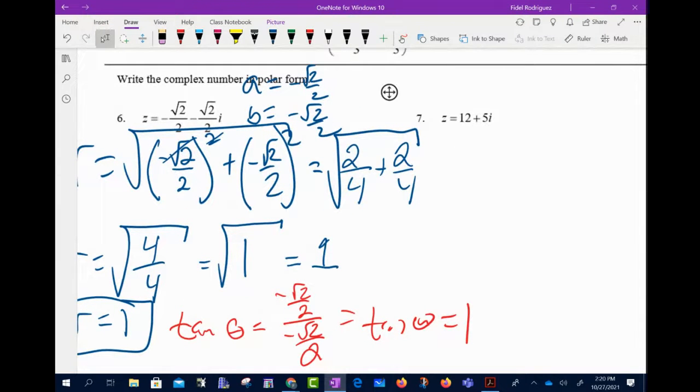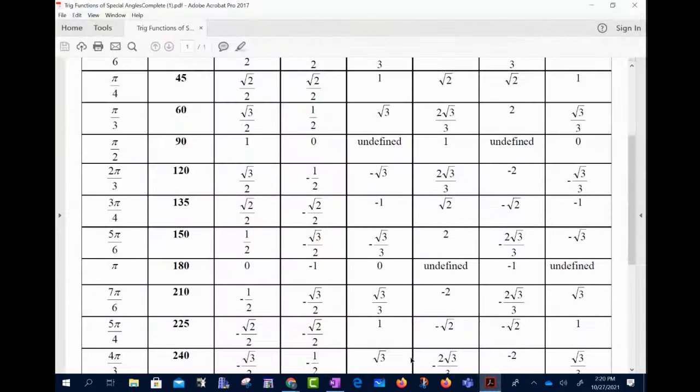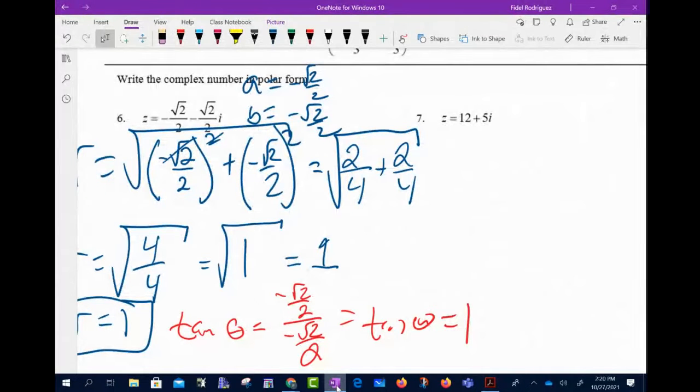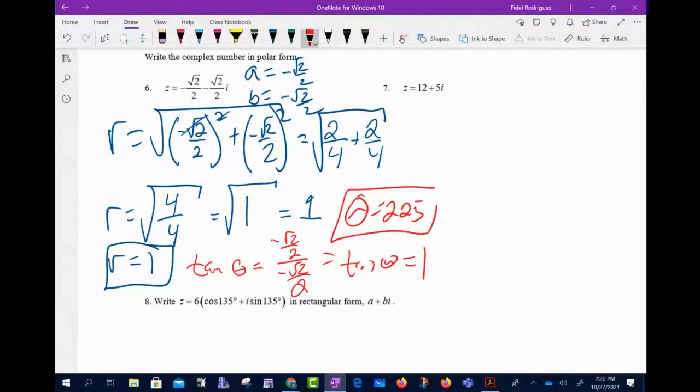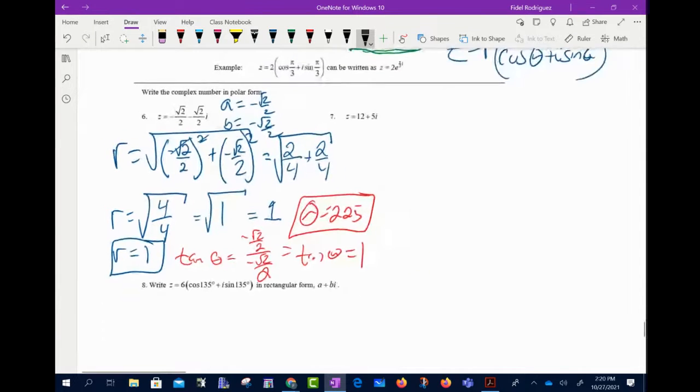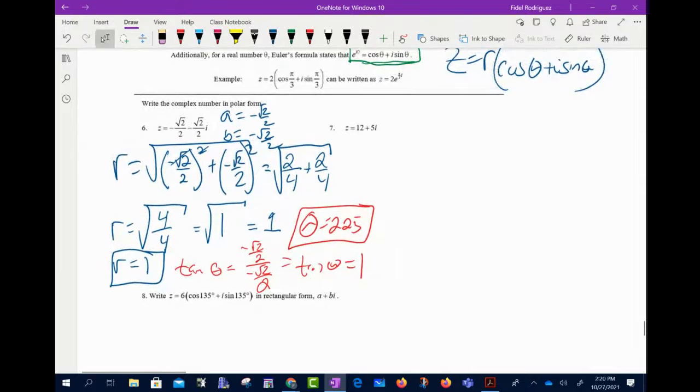Very good. Since they're both negative, we're going to be in quadrant 3, right? So if we're in quadrant 3, shouldn't we be using the 225? Very good. So we're going to say now that our angle is 225 degrees. And so, guys, we're going to write our answer in polar form. Notice how we write it: z equals r cosine theta plus i sine theta.